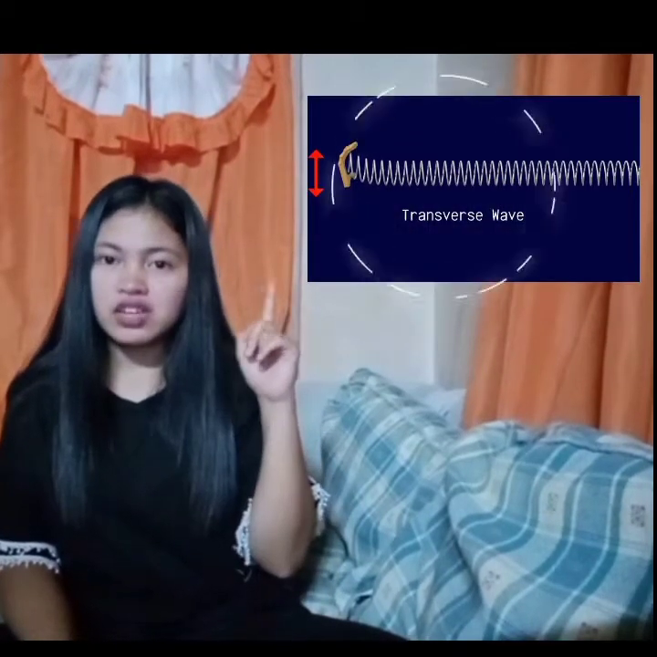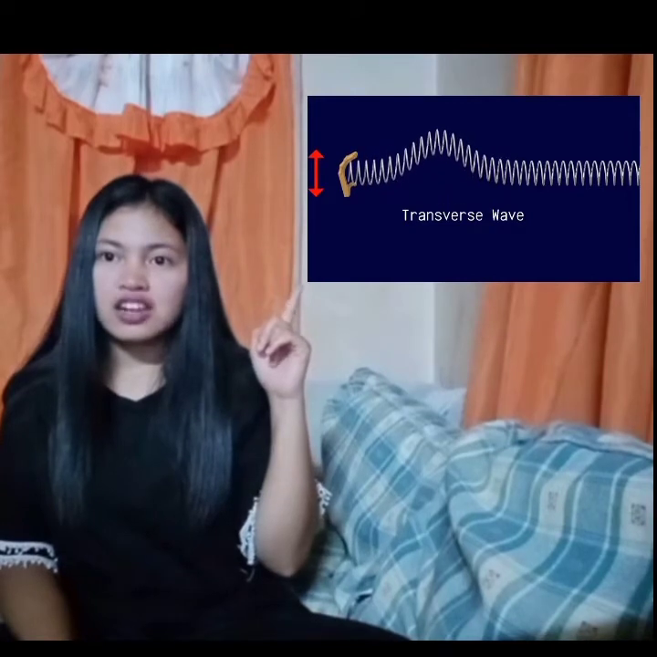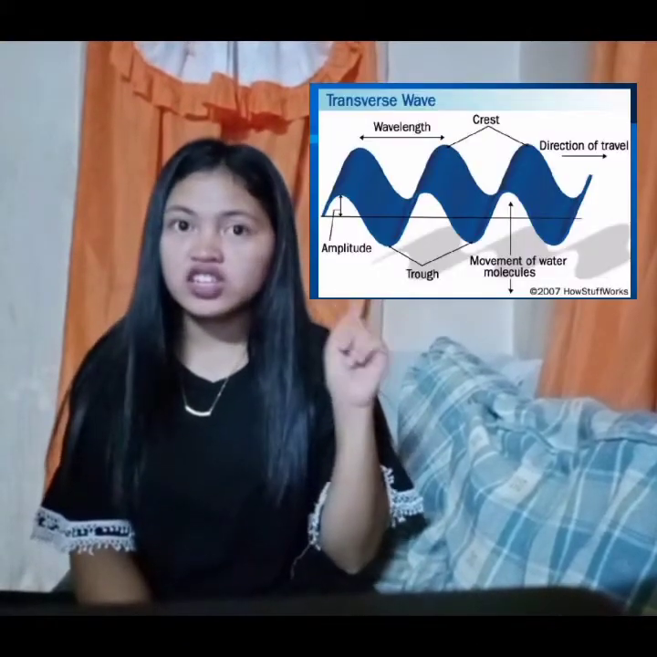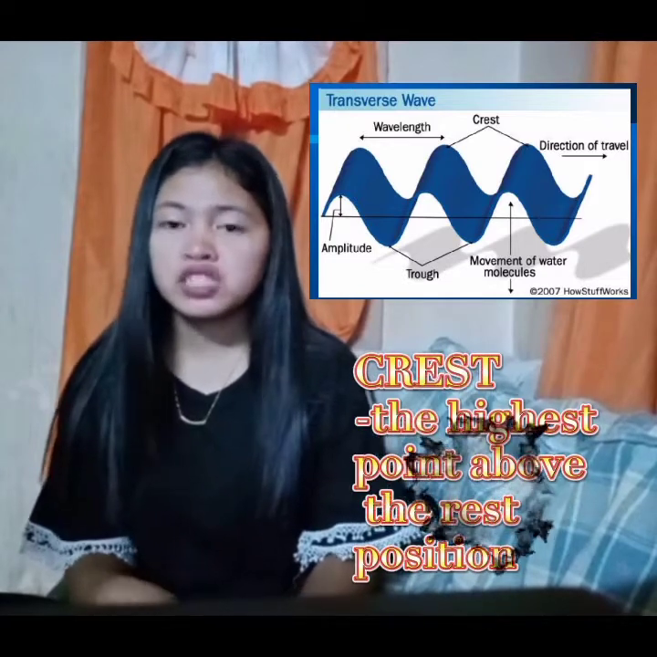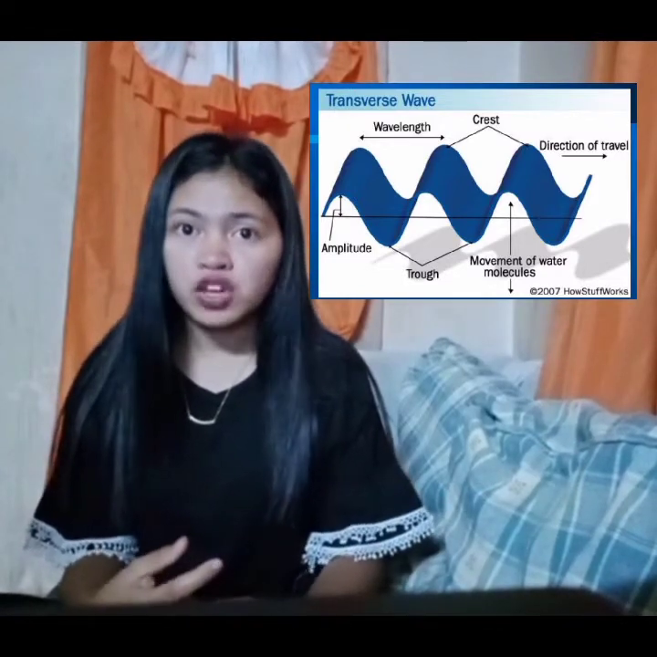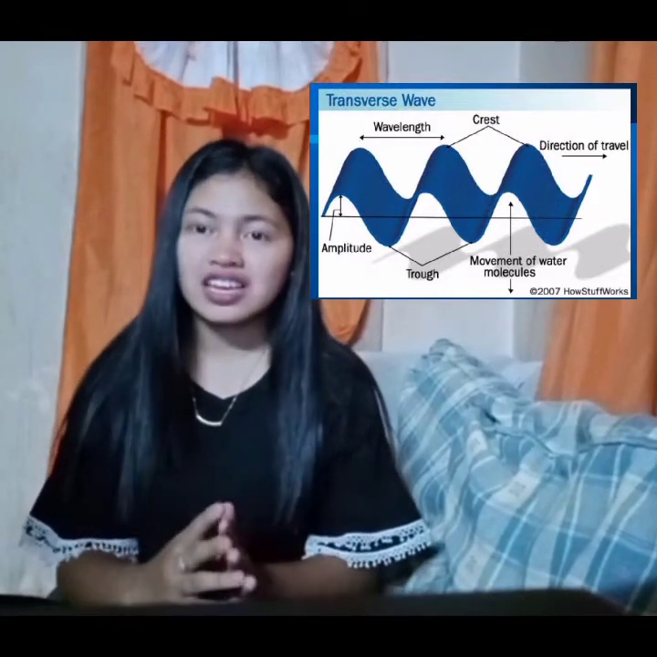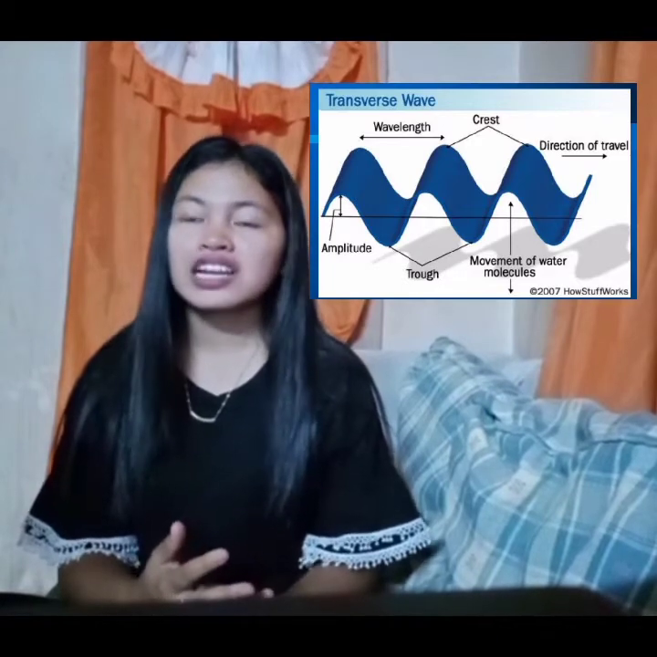The ends of the slinky never leave the hands holding it. It's just the energy that moves along. In transverse waves, the disturbance that makes the wave is perpendicular to the direction in which the wave travels. For example, in the video on the left side, the disturbance that makes the wave is perpendicular to the direction in which the wave travels. This figure is a transverse wave. The highest point above the rest position is the crest. The lowest point below the rest position is the trough. The distance from one crest to the next is called the wavelength, or the Greek letter lambda.